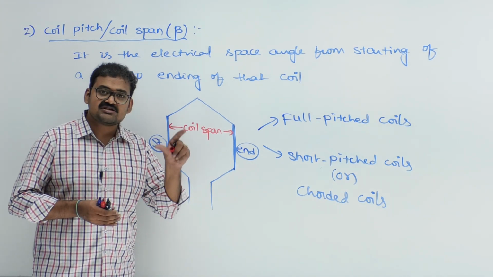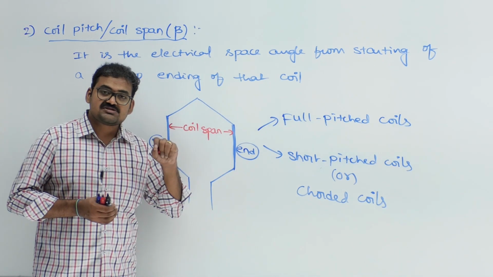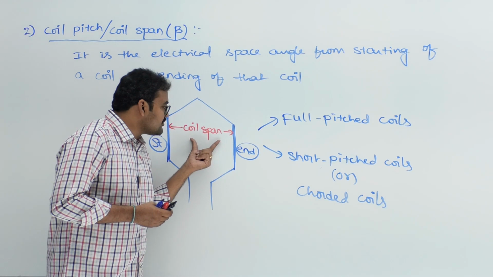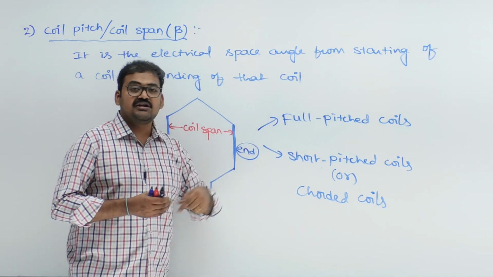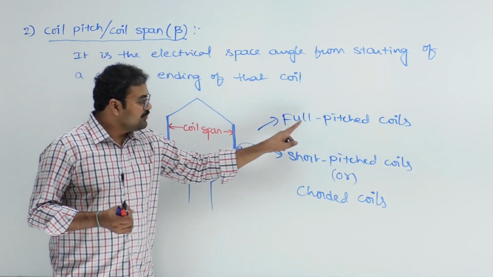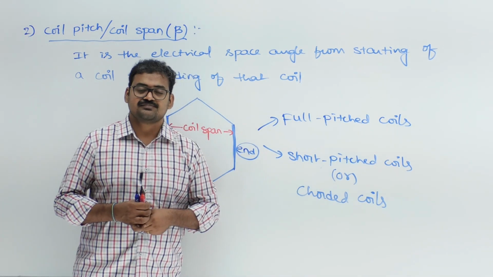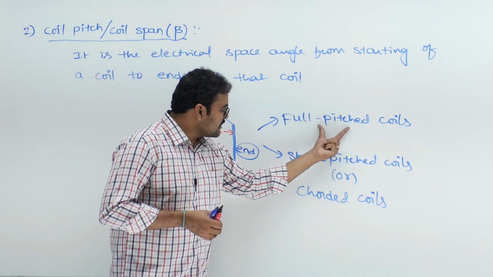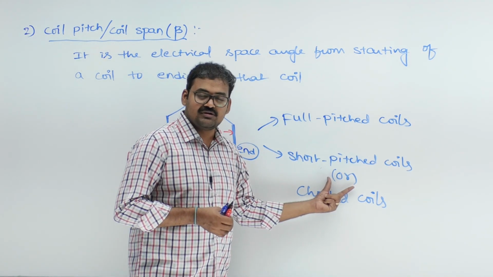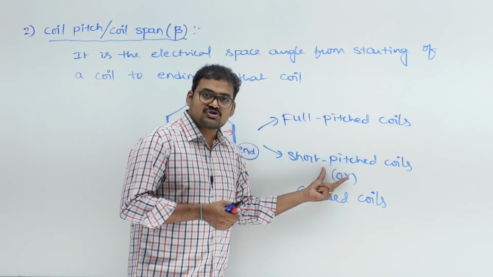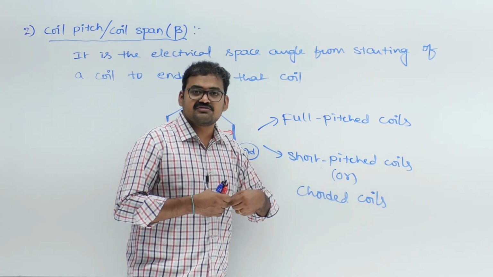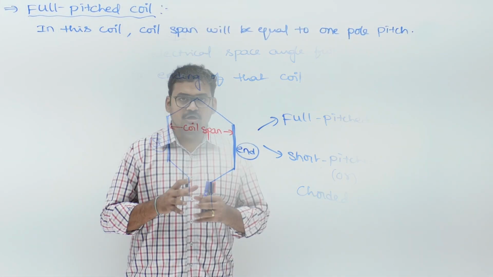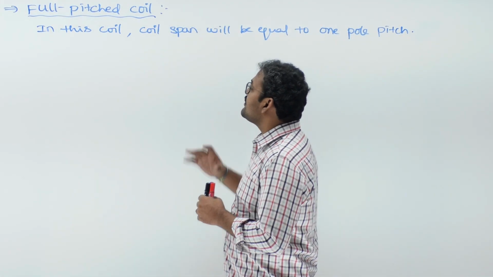It is the electrical space angle between one side of a coil to the other side of a coil. And based on the value of this coil span, coils are generally divided into two categories, full pitched coils and short pitched coils. Now, let us try to understand what is meant by full pitched coil and what is meant by short pitched coil. And also we will learn why short pitched coils are generally used for synchronous machines and induction machines. Alright. Now let us understand what is meant by full pitched coil.